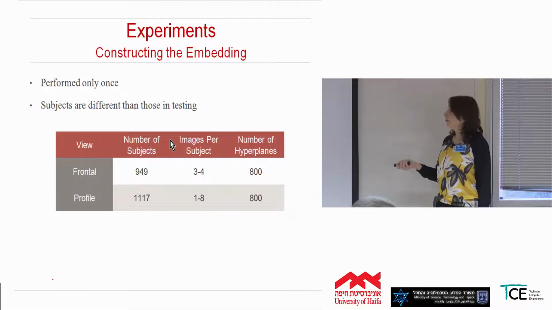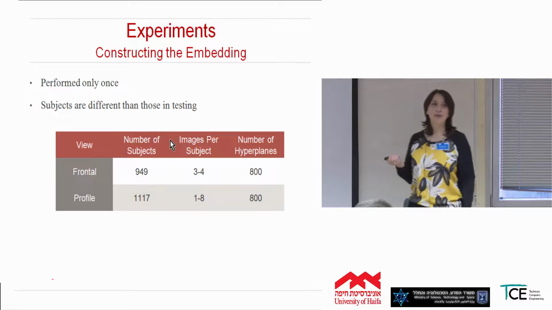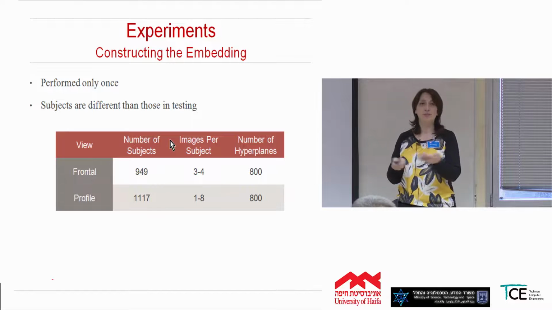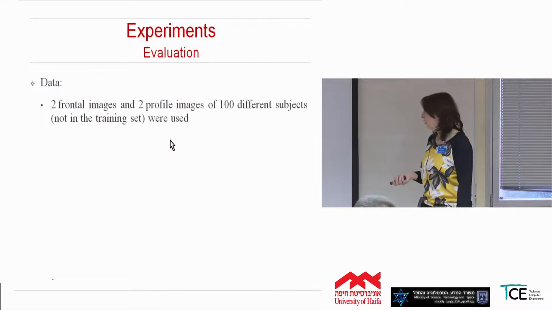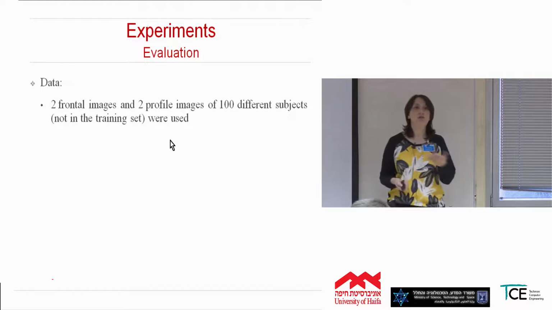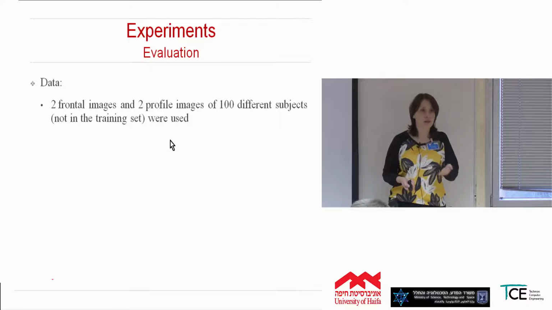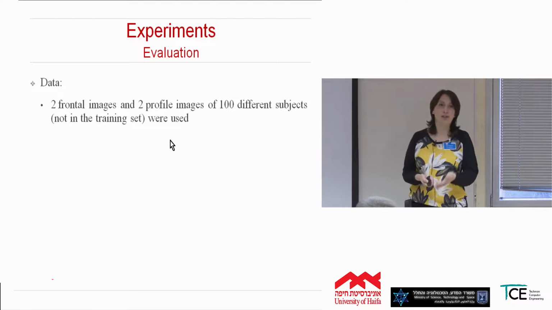And we learned this matrix W with 800 hyperplanes for each one of the faces independently. We learned for frontal, and then we learned for profile. And then we ran evaluation tests. So first of all, we wanted to check how the recognition is doing after all these things that we needed to do to protect privacy.